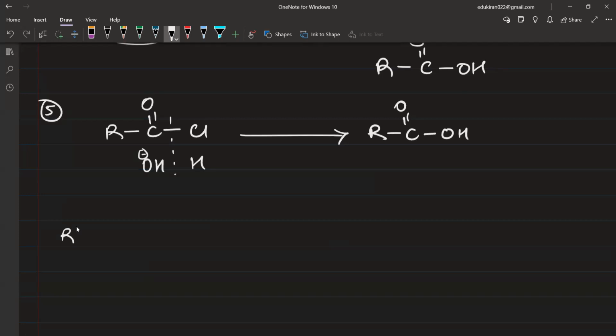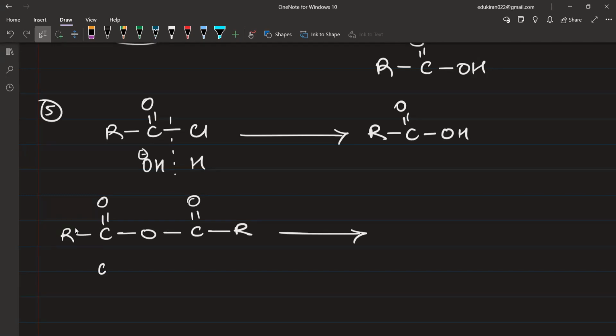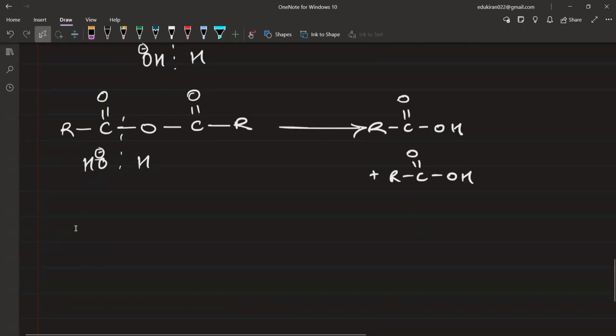Then you have anhydride. Anhydride is R, C double bond O, oxygen, then C double bond O, and then another R group here. So now here again OH is going to attack here, and hydrogen is getting attached on the oxygen atom. So you are going to get R, C double bond O, OH, and this is also going to give you R, C double bond O and OH. Okay, so this is important because in many of the reactions where you have A reacting to give B, C, D, and so on.